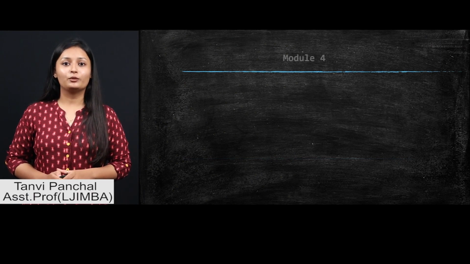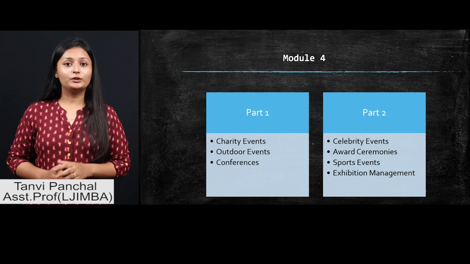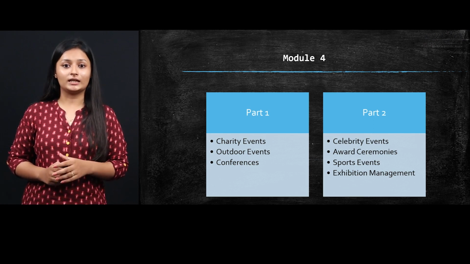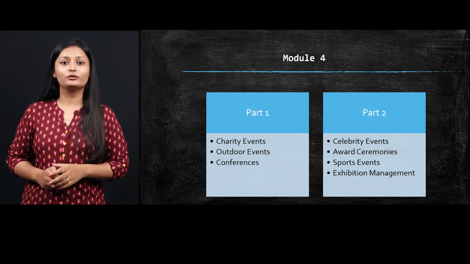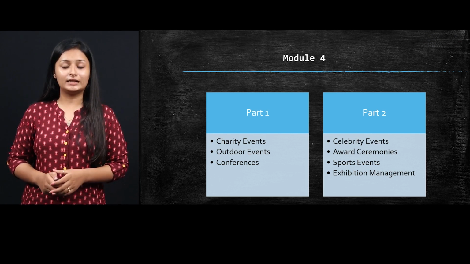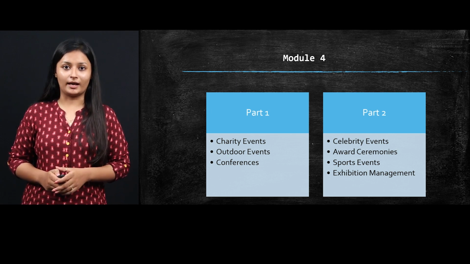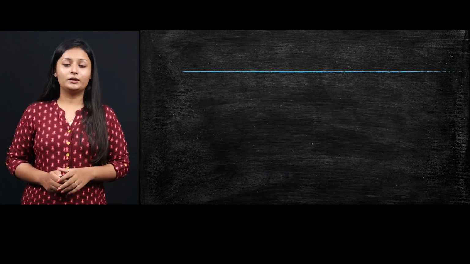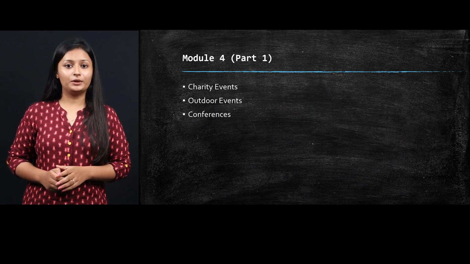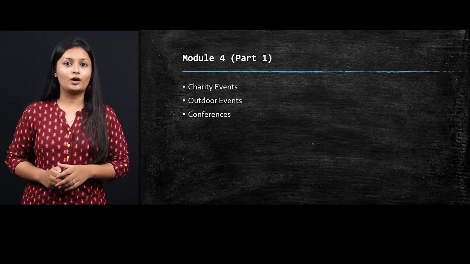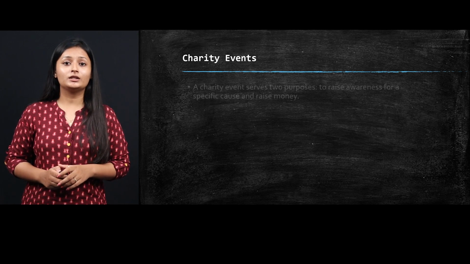Today we will be starting with Module 4, which is bifurcated into two parts. Part 1 focuses on organizing charity events, outdoor events as well as conferences, whereas Part 2 focuses on organizing celebrity events, award ceremonies, sports events as well as exhibition management. So let's begin with Part 1 of Module 4, which focuses on organizing charity events, outdoor events as well as conferences. So let's take our first category of event, which is a charity event.